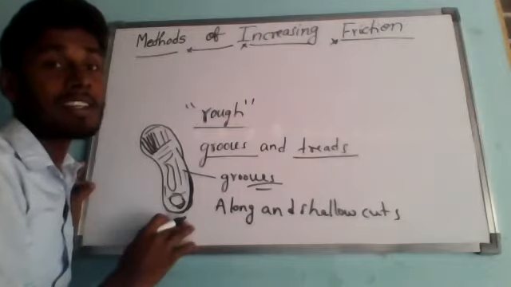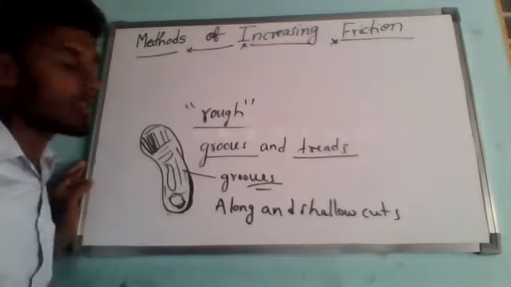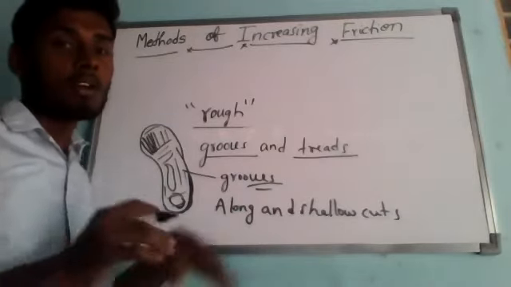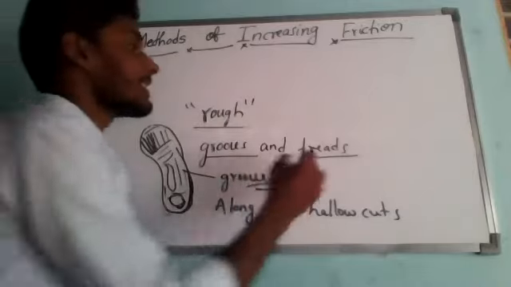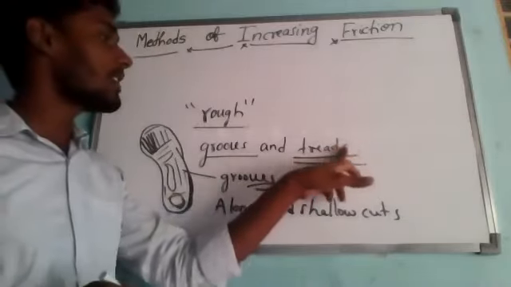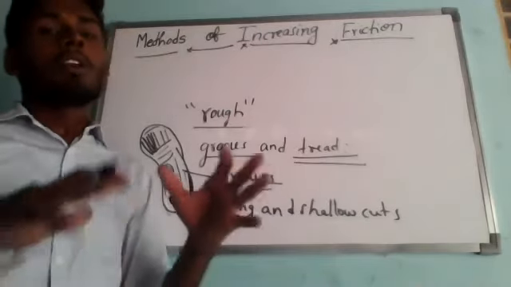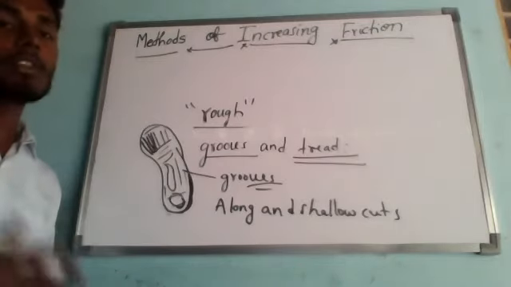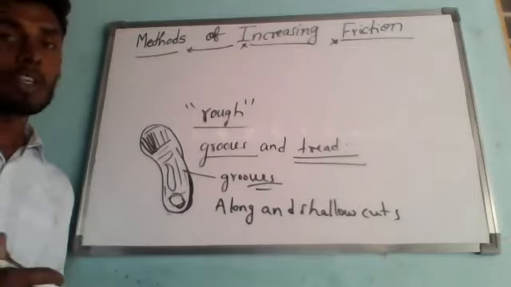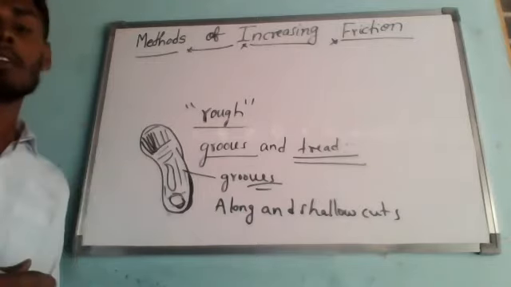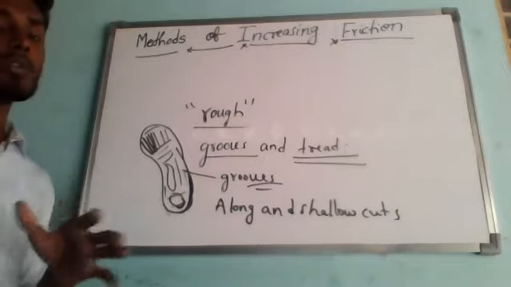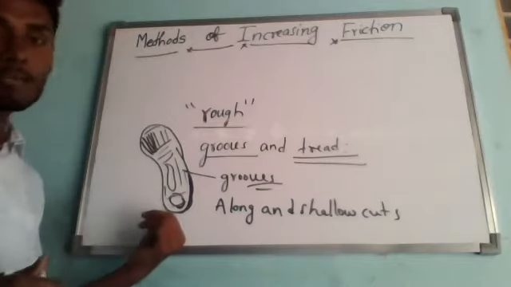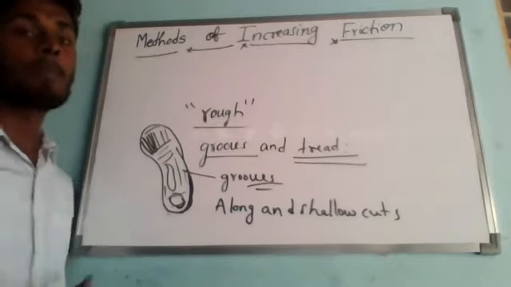Like that, a series of patterns made into the surface of a tire, like these grooves, to provide a grip on the road is called treads, or we can call it a singular tread. With this, we are going to learn how we can increase friction by using different methods. The first method of increasing friction is that grooves are made in the soles of shoes. What is the meaning of soles? Soles means the bottom part of the shoe. Grooves are made in the soles of shoes to increase friction and prevent slipping.